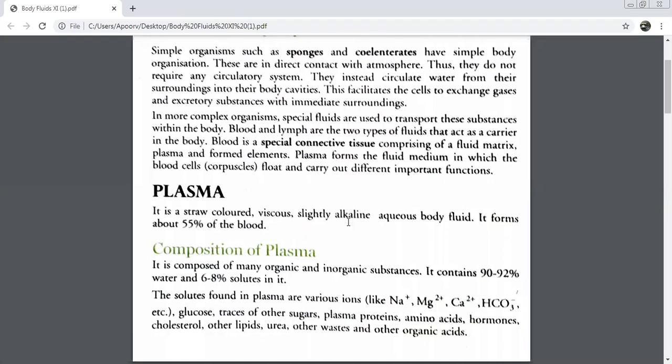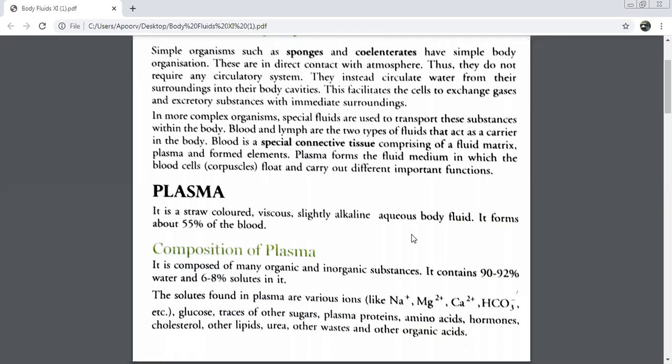Slightly alkaline. What do you mean by alkaline here? What must be the pH? Basic in nature. More than 7. Excellent, but it is written slightly alkaline. That means not a higher range of basicity.